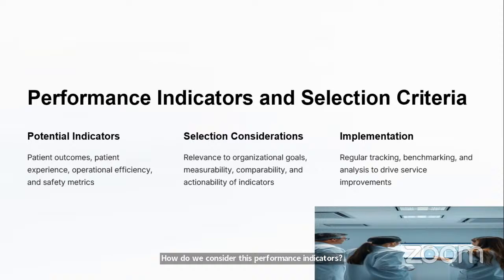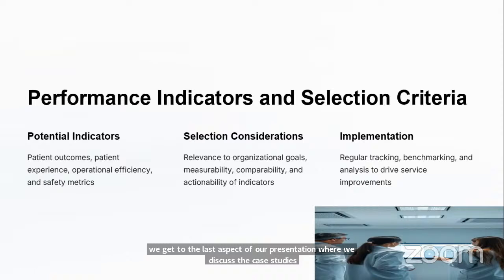Now, how do we consider these performance indicators when we come to select? We make sure we are able to identify and sort them out based on their relevance to our organizational goals, right? So mostly the indicators, as explained earlier, are chosen to make sure that they align with the goals of our organization as well as our patients' needs. When we get to the last aspect of our presentation where we discuss the case studies, all these things will be seen very, very clearly.